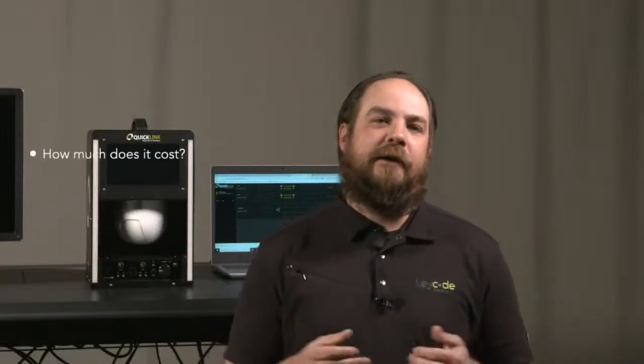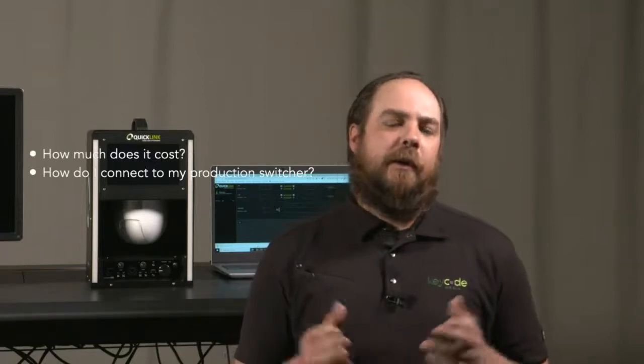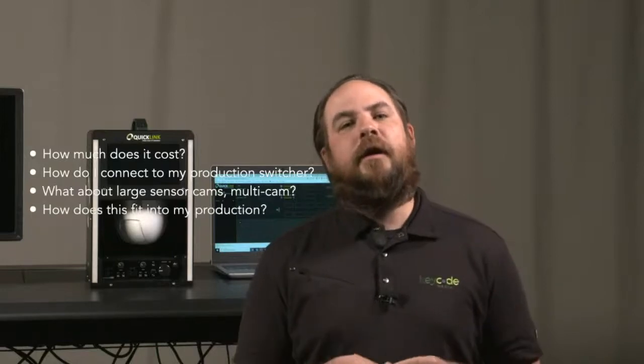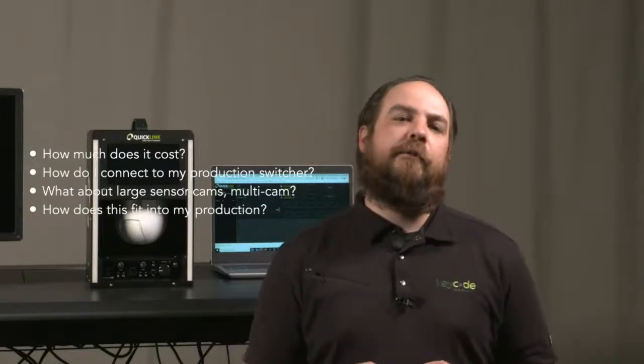Now the next question is, how much does the QuickLink cost? How do I connect this into my Ross, NewTek, Grass Valley, or other production switcher? What about large sensor cameras, multicam, and microphones? How do I approach integrating this product into a functional, bulletproof production workflow?